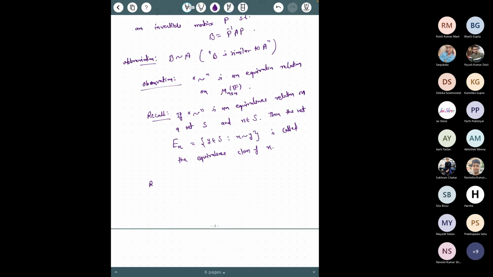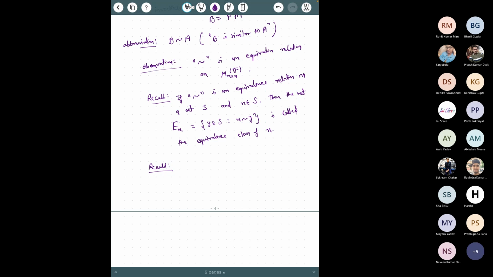Let me again recall this result. What is a partition? Suppose we have a set S, and A1, A2, and so on are subsets of S, finite or infinite, such that Ai intersection Aj is empty, meaning they are pairwise disjoint for all i, j, and their union gives the complete set S. Then these Ai form a partition of S.